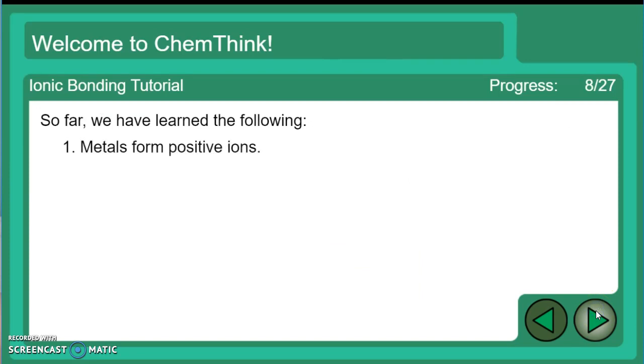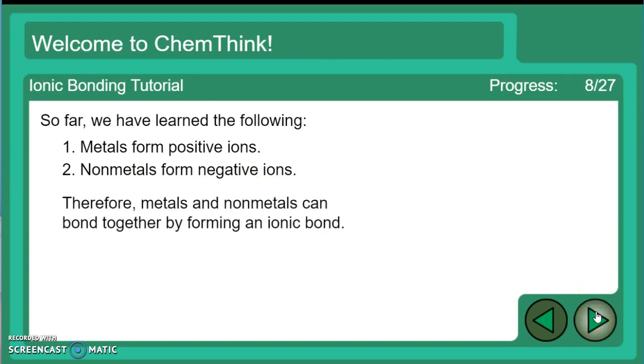So metals are going to form your positive ions, your cations. Non-metals are going to form your negative ions, your anions. We learned that again, so we'll recap that. Since positive and negative attract, our ionic bonds are going to occur between a metal and a non-metal. So that's going to be an easy tip.